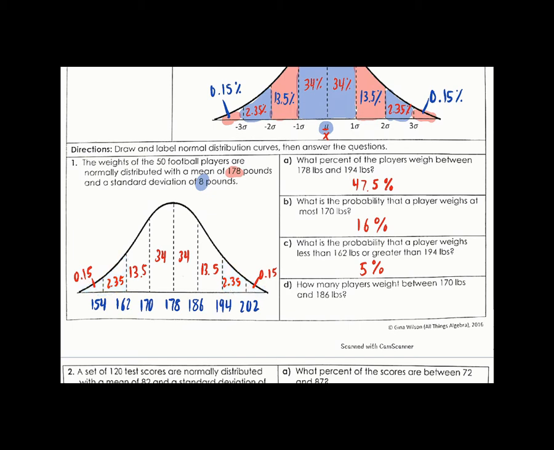Last one for this problem. How many players weigh between 170 and 186? So here's 170, and we go all the way over to where? 186. Well, there's my 1 standard deviation from the mean, right? That's 34 plus 34, which is 68%. 68% weigh between 170 and 186 pounds. And that's it.